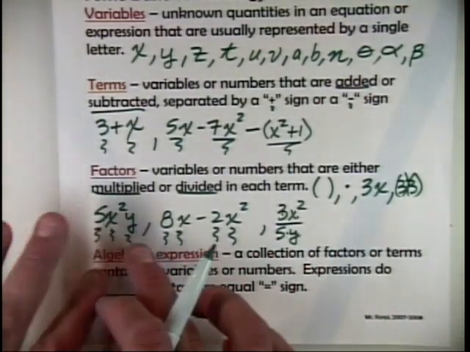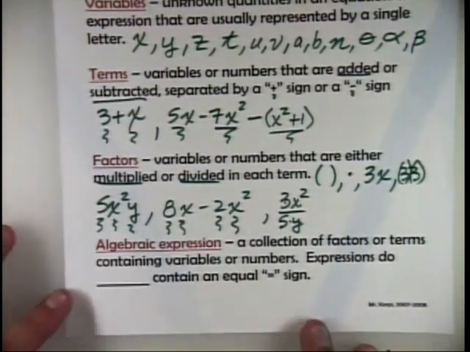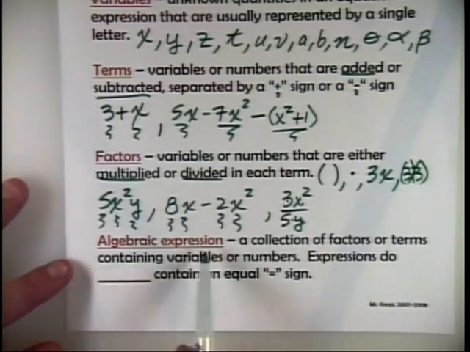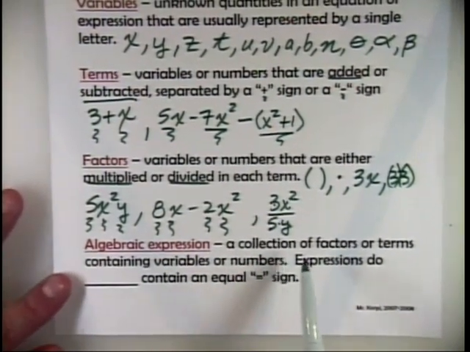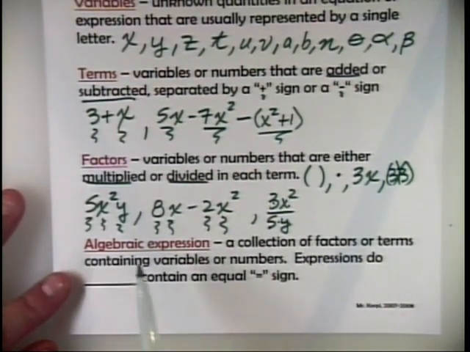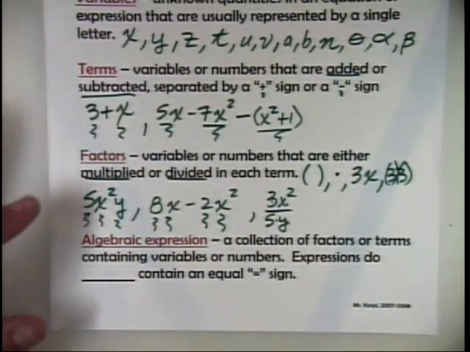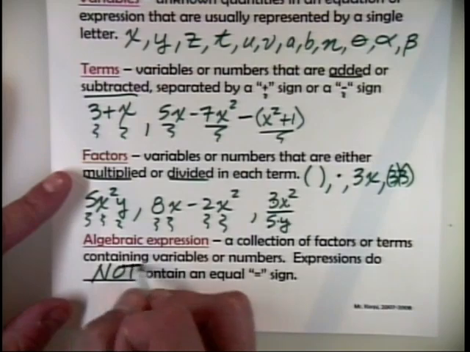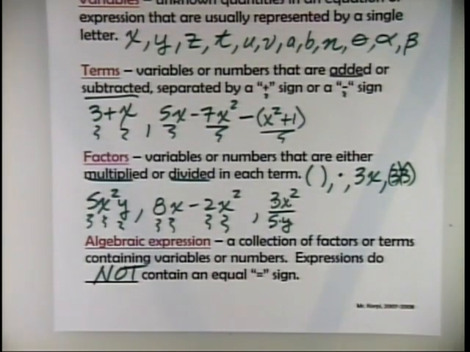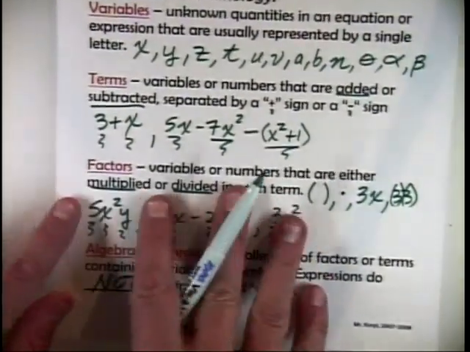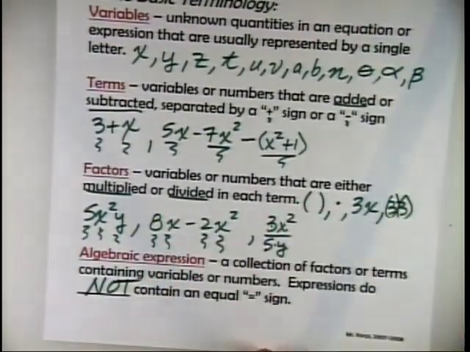Now what I've been calling all these things up here are algebraic expressions. So what an algebraic expression is, it's a collection of factors or terms containing variables or numbers. That's it. Expressions do not contain an equal sign. So everything up here is an expression, okay? It's like a fragment of an equation.